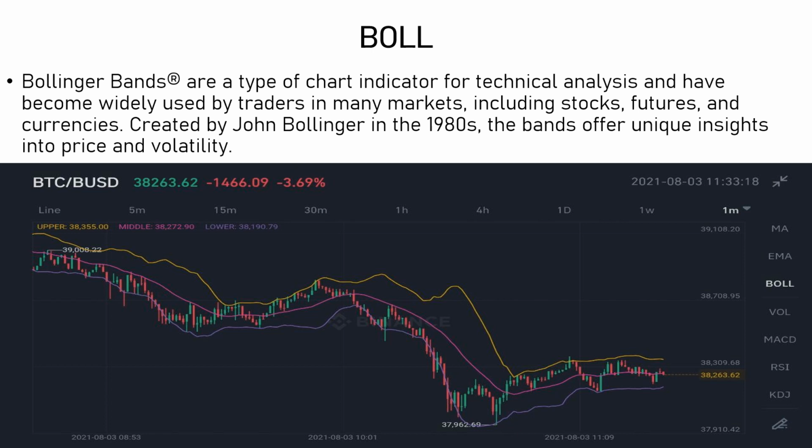So, what is it like? Let me explain this properly. See the yellow line here. This yellow line acts as the resistance. This purple line acts as support, and this is the midline. So a coin usually trends between these lines. It will never go up or down forever. It will always try to be within these lines.